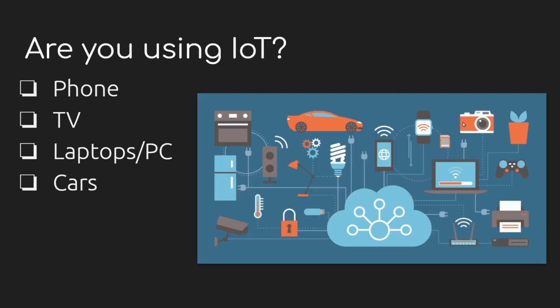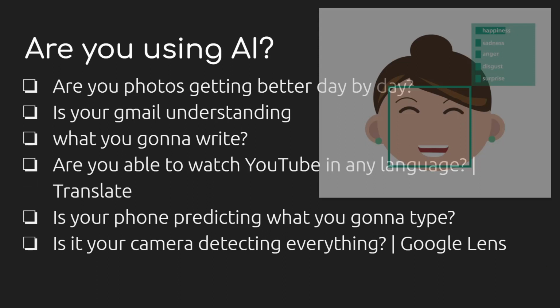Before proceeding ahead, we'll verify whether we are using IoT devices. The first and foremost device we are using is the phone. It goes without saying that a phone is an IoT device, as it is connected to the internet. Then our smart TVs are also IoT devices. Laptops and PCs come without questioning. Then we have smart cars now.